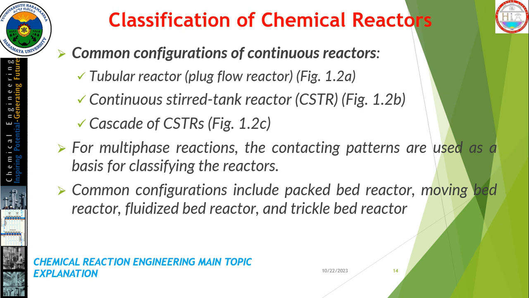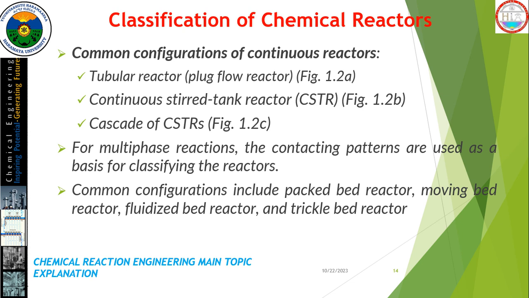Actually, among continuous reactors, there is the tubular reactor or plug flow reactor, the continuous stirred tank reactor, and a cascade of continuous reactors, which means that multiple reactors are connected together; we call them cascade reactors. For multi-phase reactions, the contacting patterns are used as a basis for classifying the reactors. If there are multi-phase reaction mechanisms, which means that the reactions are either in series or in parallel, the contacting patterns are used as the basis for classifying the reactors.